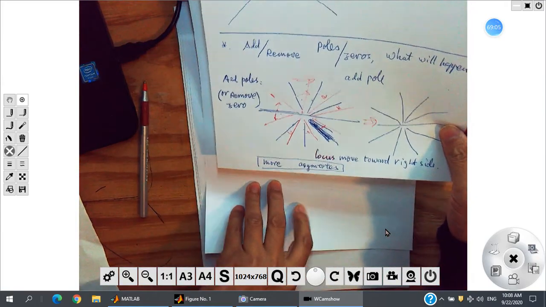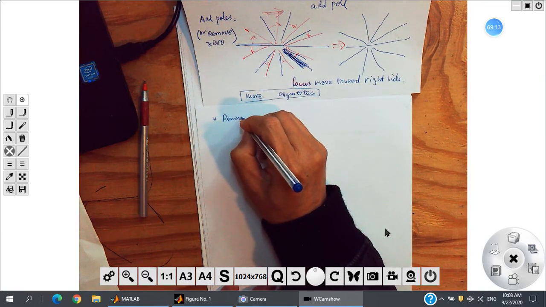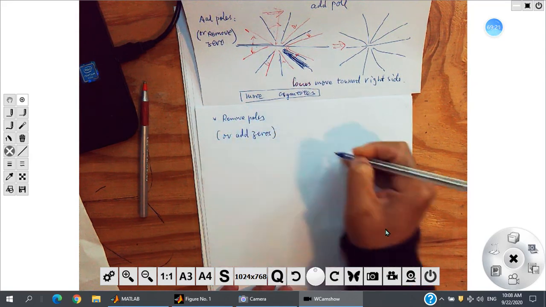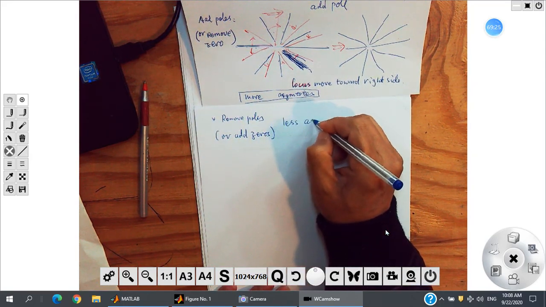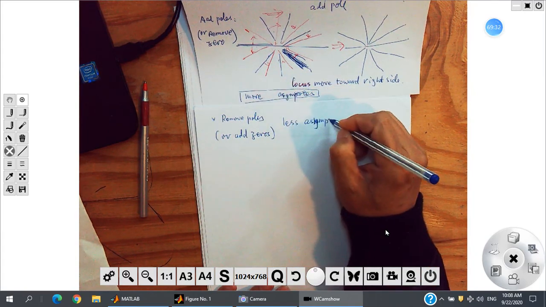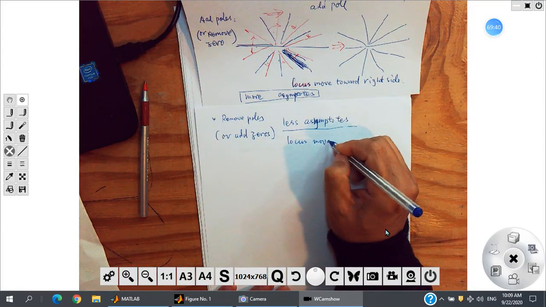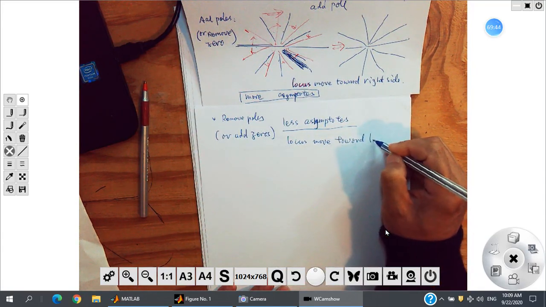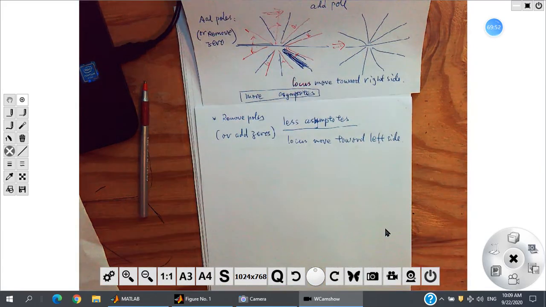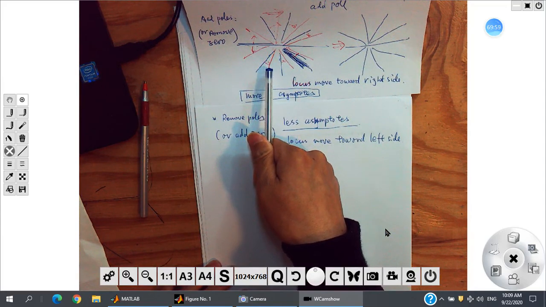And if we remove poles or add zeros, then we have fewer asymptotes, and the loci move toward the left side. Just go back, the reverse way.